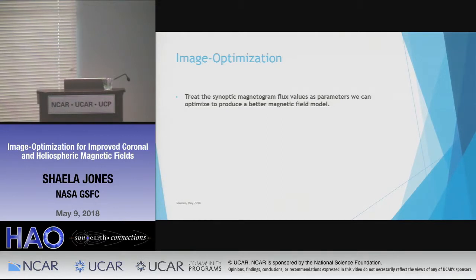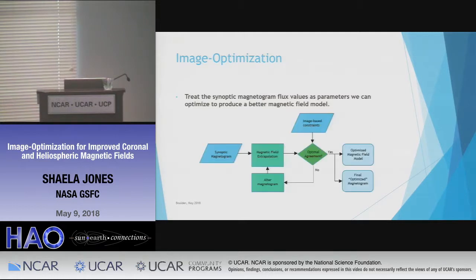Okay, I promise. And then we did something that people find even wackier sometimes, which was we decided, well, if we know that the magnetograms are not perfect and we don't know which of our observations, if any, are actually consistent with the real photospheric field, what if we treat those synoptic magnetogram measurements as a parameter that we can optimize, that we can change in order to get better agreement with the images?